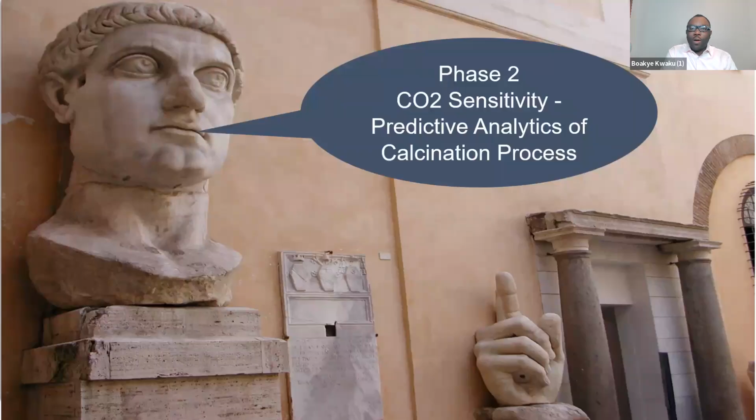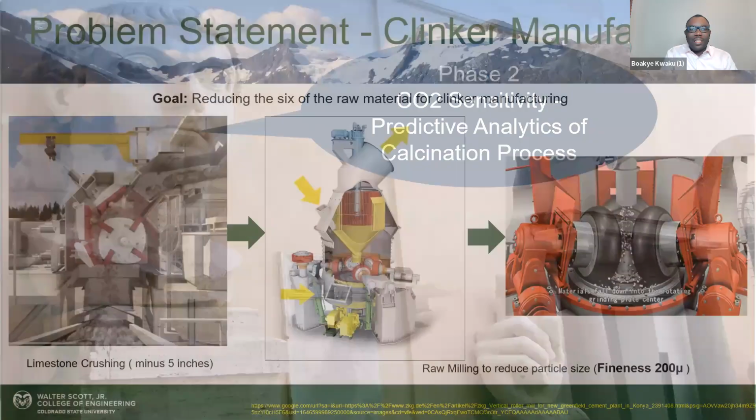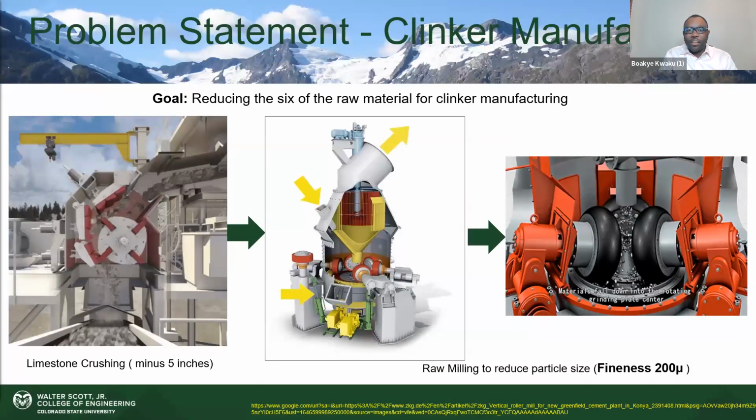Three minutes to go. The second aspect of my research work, which is the CO2, is the second phase of the manufacturing. When we apply heat to the limestone, we do generate CO2. Currently, cement manufacturing companies are under a lot of stress because of their emission of CO2. So how do we understand the mechanism of this?